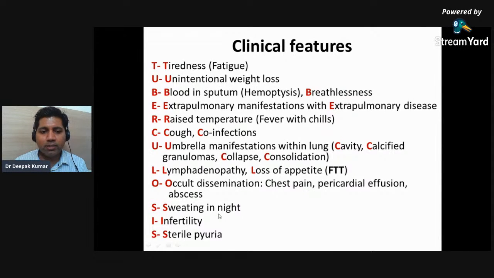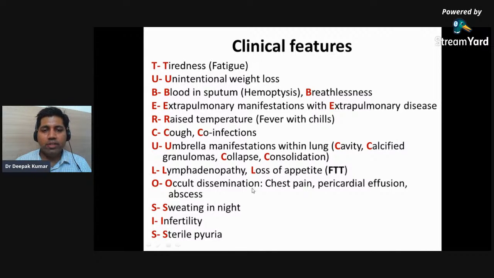Next, S for sweating in nights. They profusely sweat, resulting in the whole body drenching in sweat. Though the symptoms we discussed are the usual presentation, tuberculosis can sometimes present seemingly harmlessly with simple infertility, especially in females. When the genital tract is infected with tuberculosis with multiple adhesions, it may be one factor for infertility. And the last one is even more seemingly harmless: sterile pyuria, where the patient has no symptoms, but urine examination shows pyuria with no organisms that can be grown on culture.